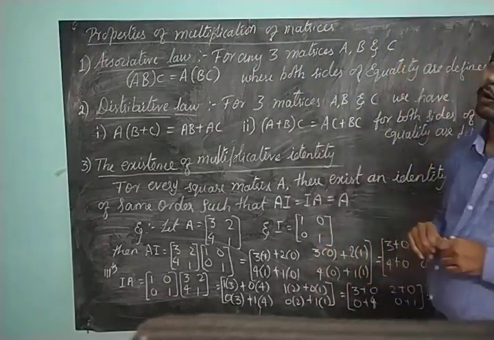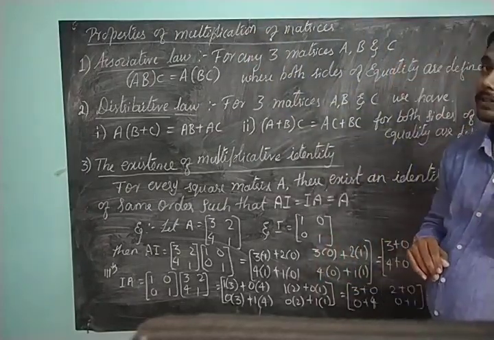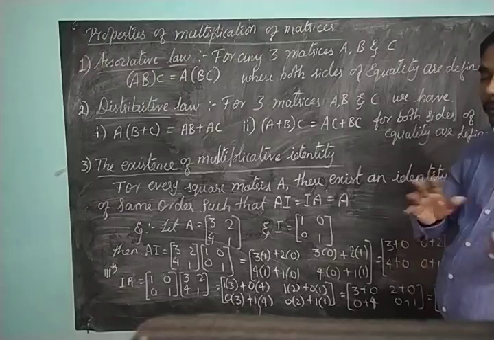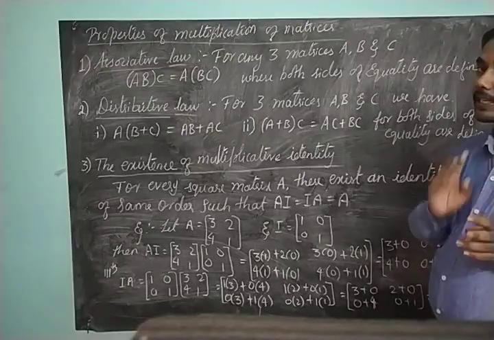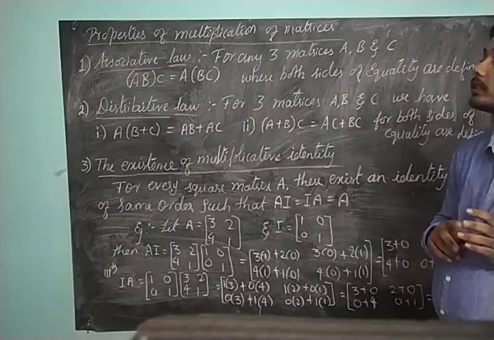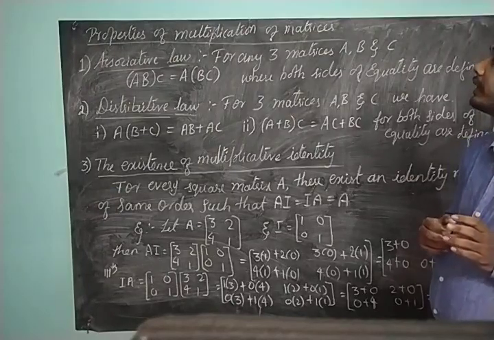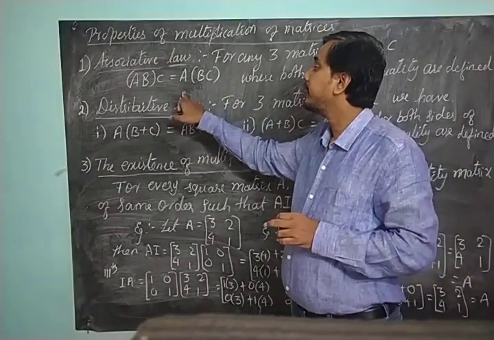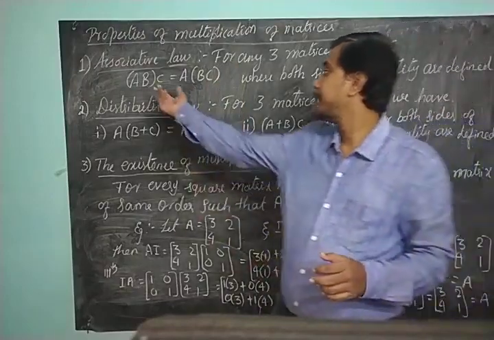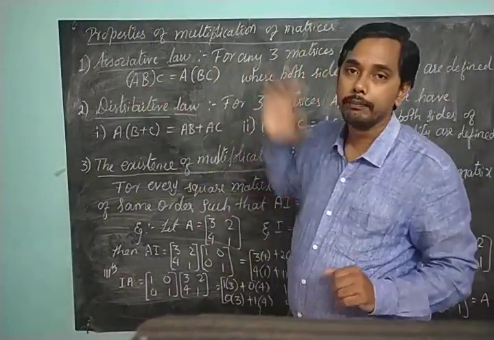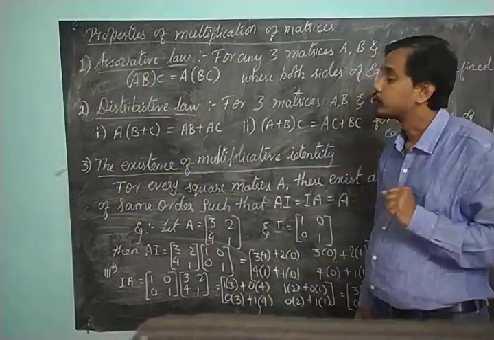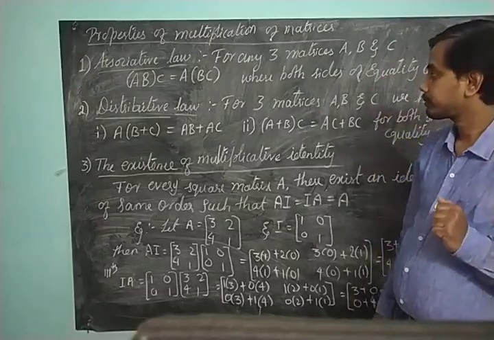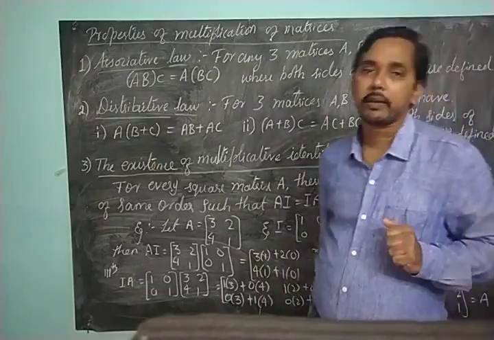What is associative law? For any three matrices of same order or of applicable order, any three matrices A, B, C, right? A into B into C is equal to A into B into C. That is, AB into C is equal to A into BC. This is what? Associative law. Okay, where both sides of equality are defined.